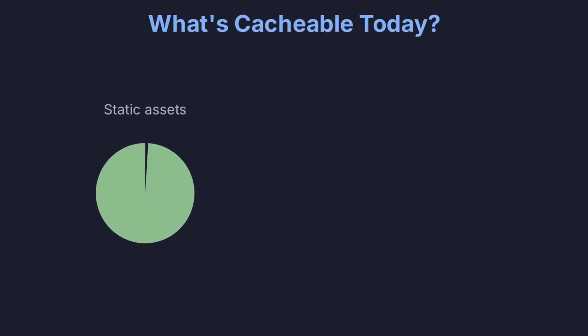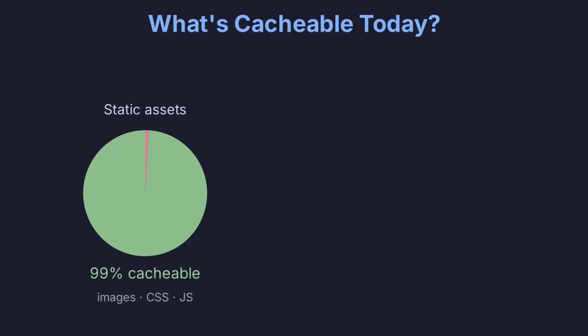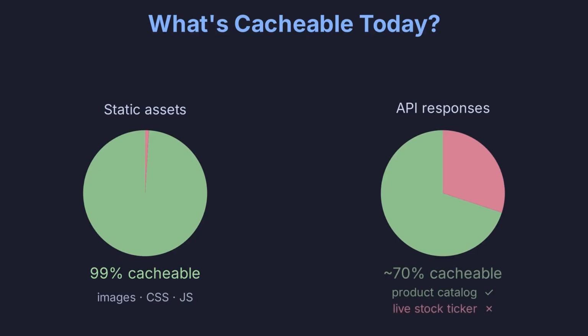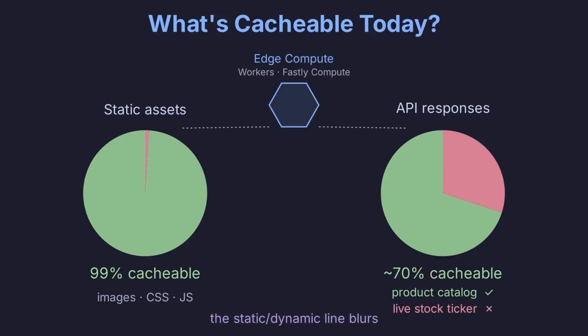Traditionally, CDNs served only static assets, images, CSS, and JavaScript. Today, a huge amount of dynamic content is cacheable too. A product details API that updates only when inventory changes can have a TTL of 60 seconds. Even search results can be cached if the index refresh is infrequent. On top of that, modern CDNs offer edge computing, Cloudflare Workers, Fastly Compute, AWS Lambda at edge, where you run tiny programs that generate dynamic responses at the edge. The line between static and dynamic is blurring fast.